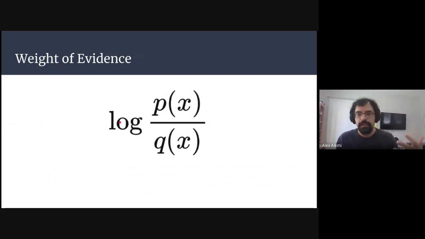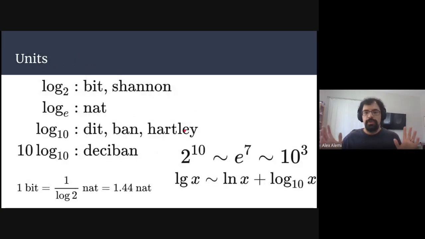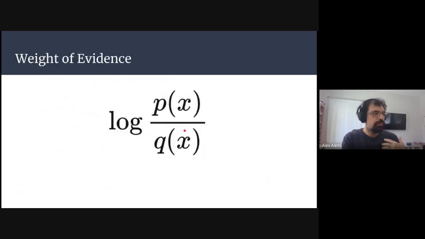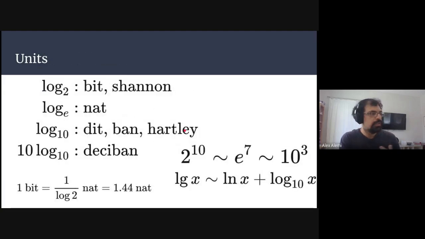So if you observe x and you have hypothesis p and hypothesis q, the weight of evidence for p against q is log p of x over q of x. What units do we measure this thing in? So you could choose different bases for that logarithm. And historically, people used log base 2, and then the unit of weight of evidence was bits, or technically Shannons in the IEEE stuff. If you use base e, people call it a natural bit or natural unit. If you use log base 10, a cute name is dit for decimal bit, or it's also called a ban, or officially a Hartley.